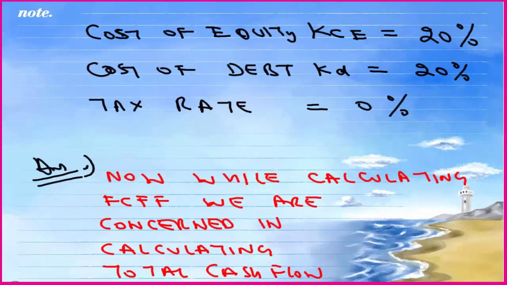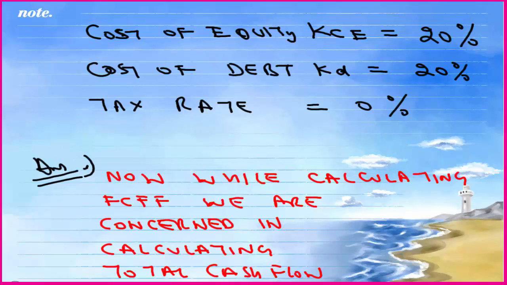For calculation sake, because I am doing the first question, the cost of equity I have assumed as 20%, and cost of debt also as 20%. But I may tell you that cost of equity is always more than cost of debt. But for calculation and assumption purposes, I have assumed this, and the tax rate I have taken at 0%. So on the basis of this information, I will be calculating the value of the firm.